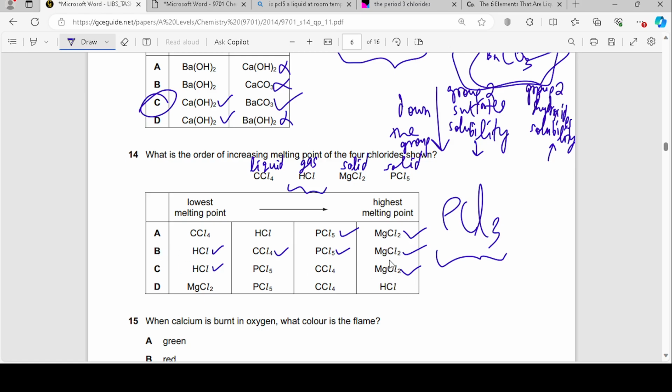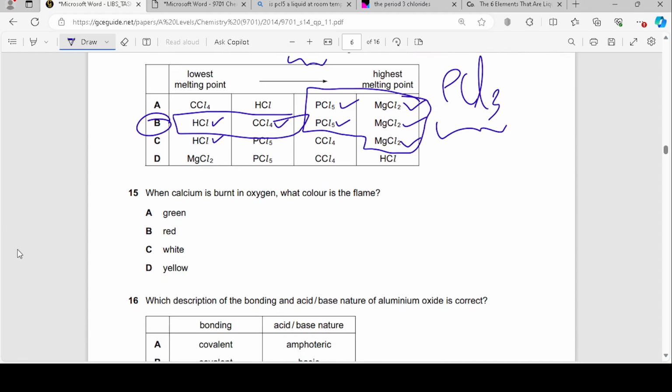So the only option that makes sense to me, considering all that I know and all that I googled, is B. Okay? But yeah. Now, when calcium is burnt in oxygen, what color is the flame?